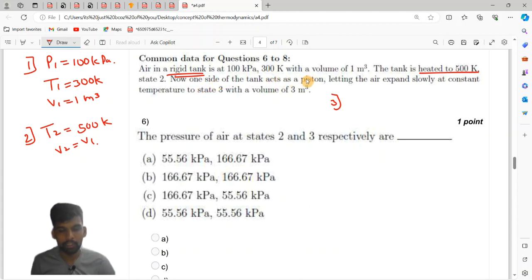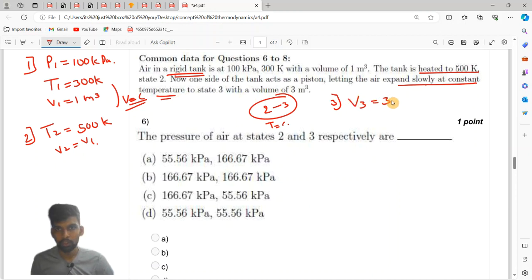One side of the tank is acting as a piston. How this is happening, we do not need to bother about. But from state 1 to 2, it was a constant volume process. Now from state 2 to 3, one side of the tank is acting as a piston and letting the air expand slowly at a constant temperature. So it is an isothermal process. Volume at state 3 is 3 meter cube, and temperature at 3 will be equal to temperature at 2, which is 500 Kelvin, because it is an isothermal process.